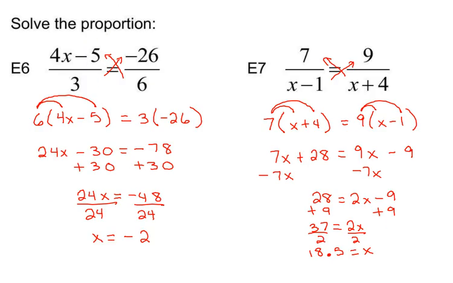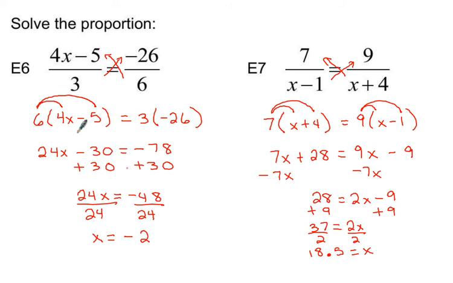So the last thing we have is to solve these proportions. So when we solve a proportion, which you should have done in Algebra 1, you are going to cross multiply these proportions. You're going to multiply the 6 times everything up here, so I wrote it like distributive property. And then you have the 3 times the negative 26. If I distribute this across, 6 times 4x is going to give us 24x. And the 6 times the 5 is going to give us minus 30. On the other side, if we multiply the 3 times the negative 26, that's going to give us negative 78.